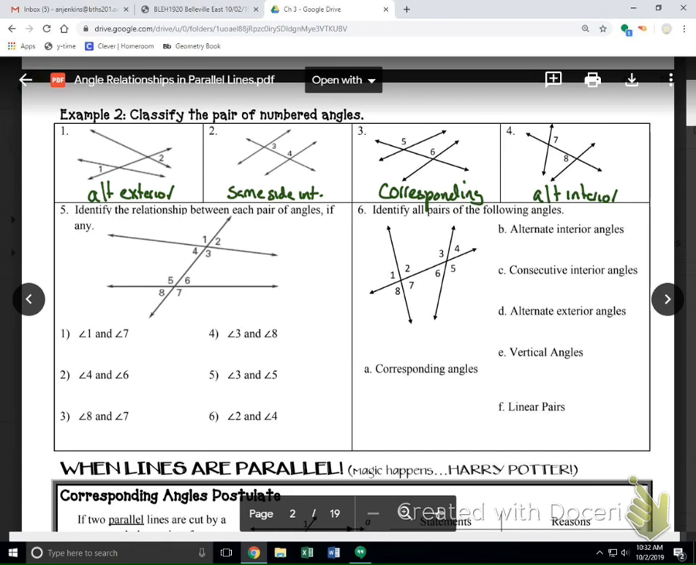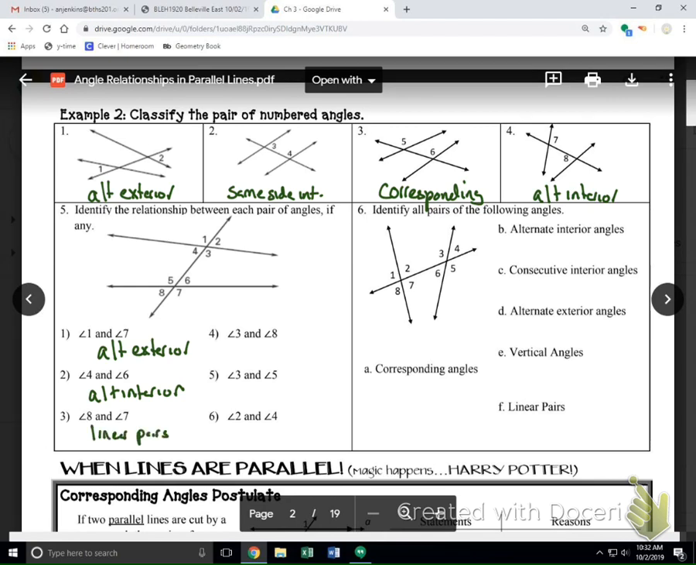Okay, so moving on to number 5, we want to tell the relationship between the two angles named. I'm pretty sure this is what your test looks like tomorrow. I'll give you guys examples, and you tell me what the name of them are. So the relationship between 1 and 7. Alternate exterior. Okay, 4 and 6. Alternate interior. So now we're on 8 and 7. What's the relationship between 8 and 7, Sierra? Linear pairs. Thank you, ma'am.